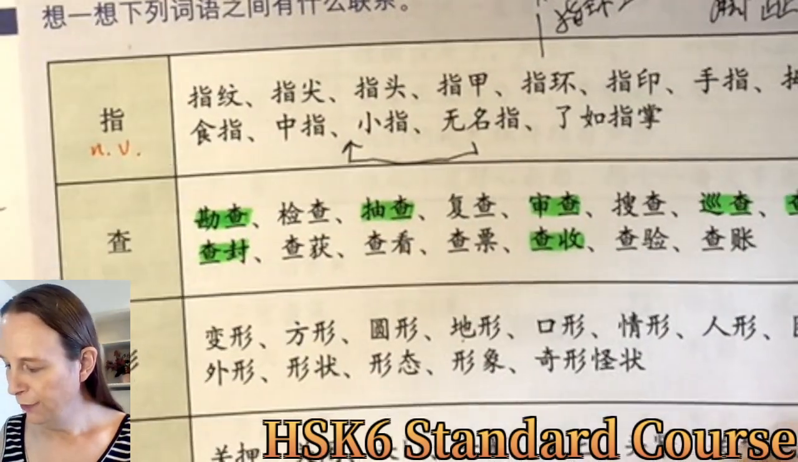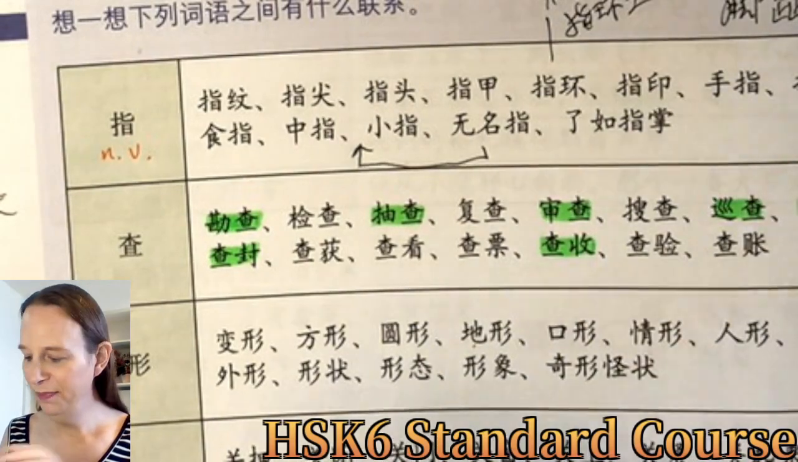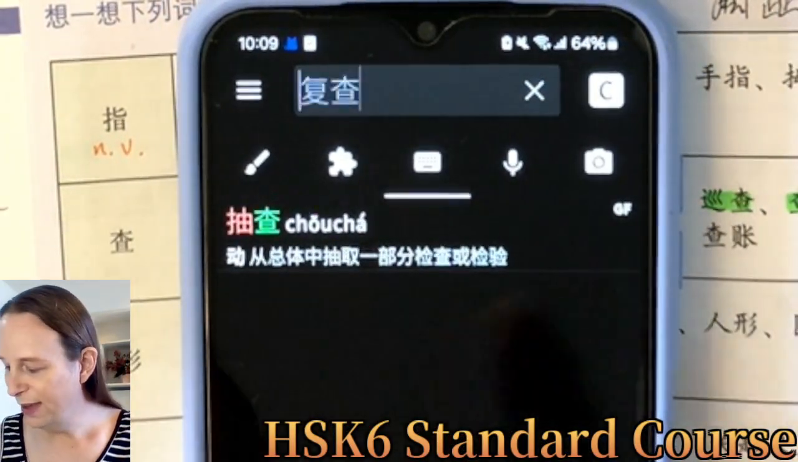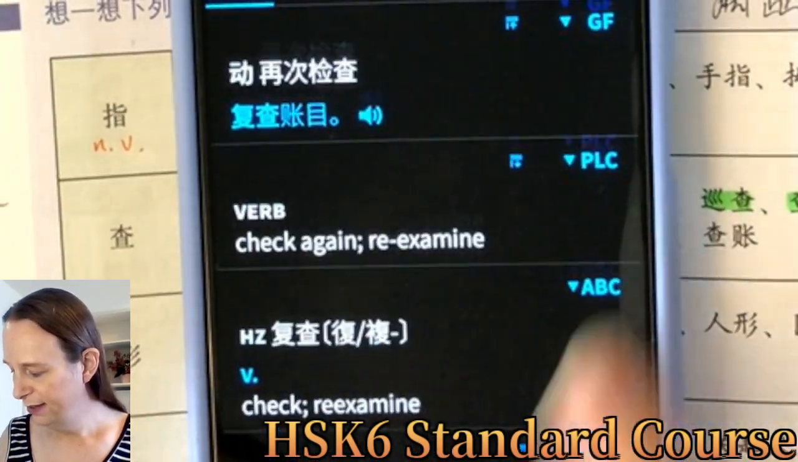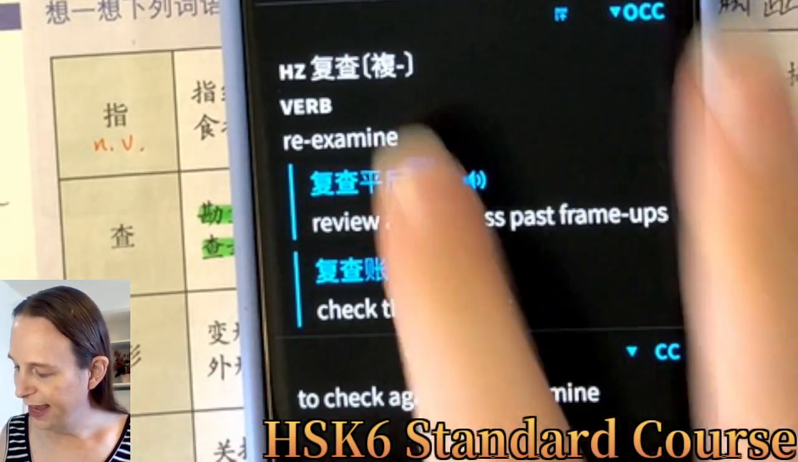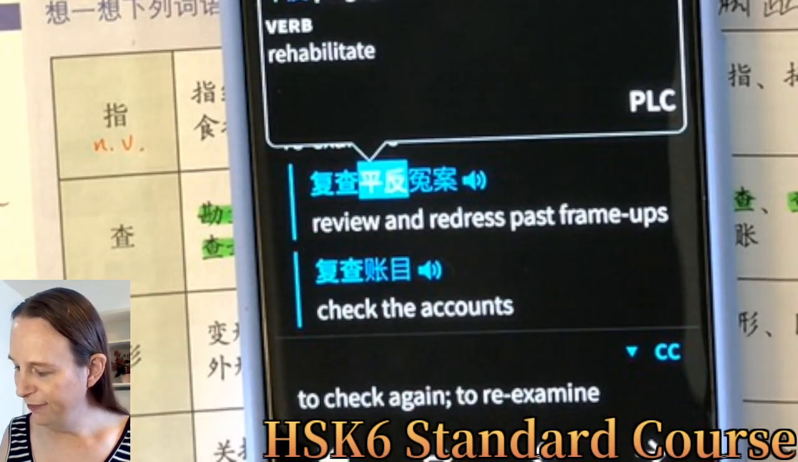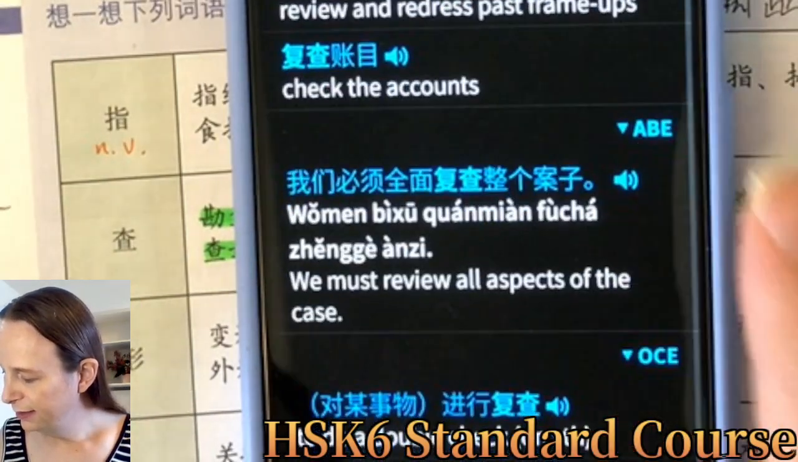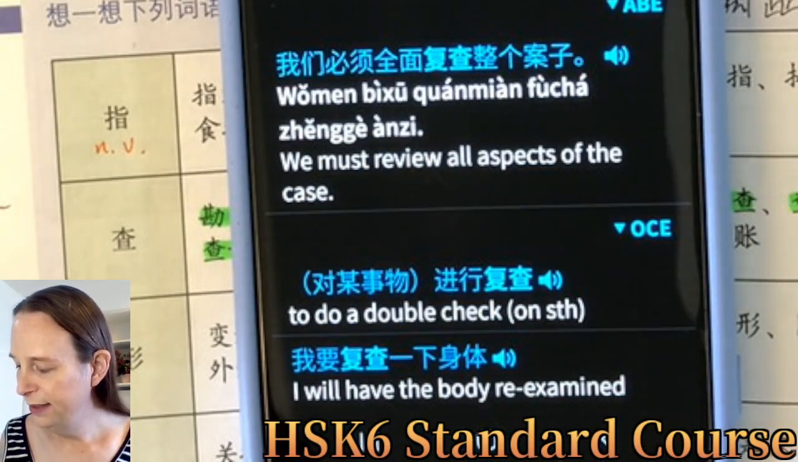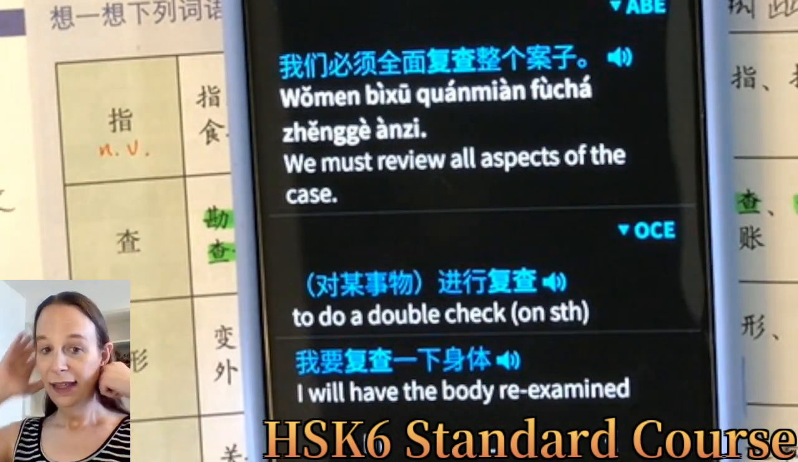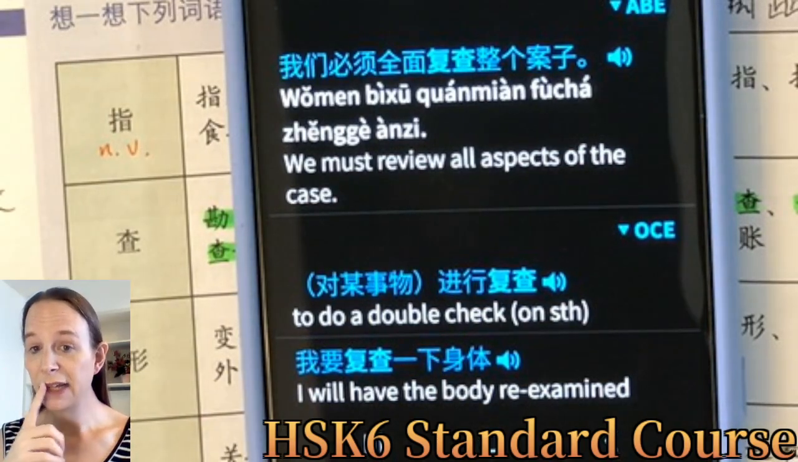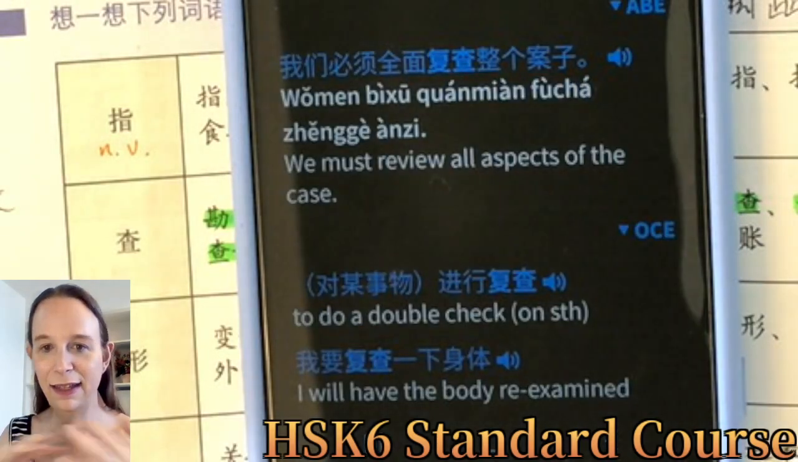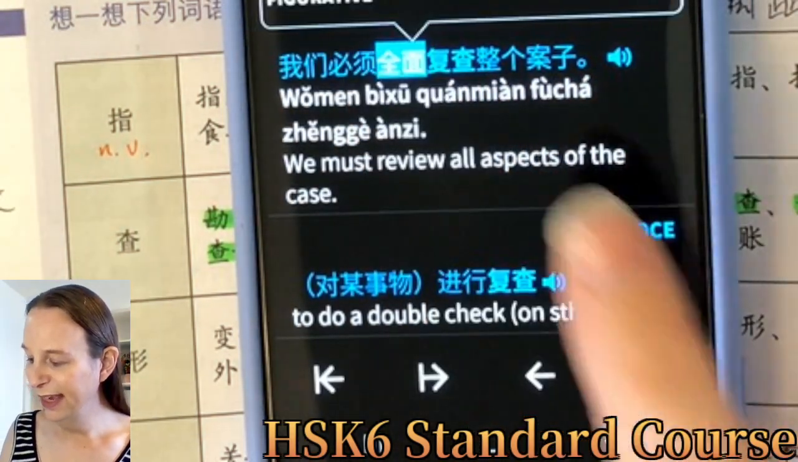复查, it's got to be reinspect, right? Or 复 is 重复. So it's either reinspect or repeatedly inspect. 复查, there's no other possibility, right? 再次检查, no, reinspect. 复查平板... what is that? 冤案平反复查账户, like check and recheck. 我们必须全面复查整个案子. All right, so maybe something happened. Maybe some new evidence came to light and you're like, oh, so all our investigations thus far have been for naught. Yeah, we need to recheck everything. All aspects, 全面, yeah, comprehensively.